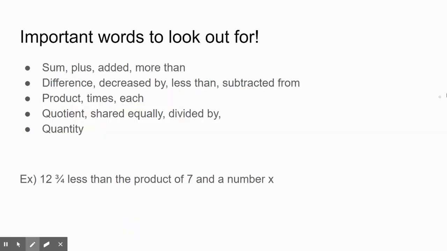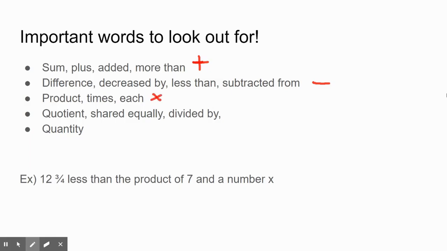So let's talk about important words to look out for. If you see anything that says sum or plus or added or more than, you're going to be using an addition sign somewhere in your expression, inside of your sentence. If you see difference, decreased by, less than, subtracted from, this is obviously going to be subtraction. You see product, times or each, this would be multiplication.